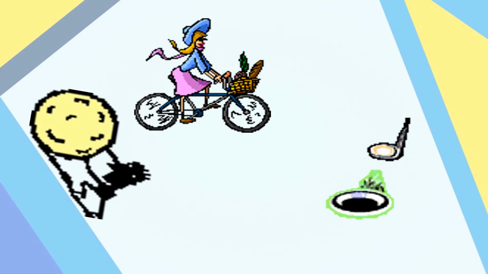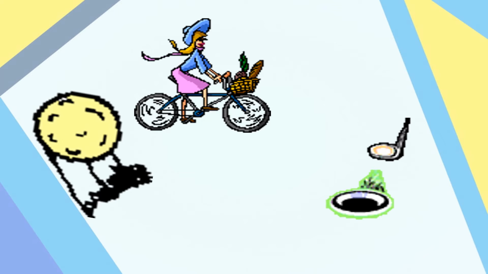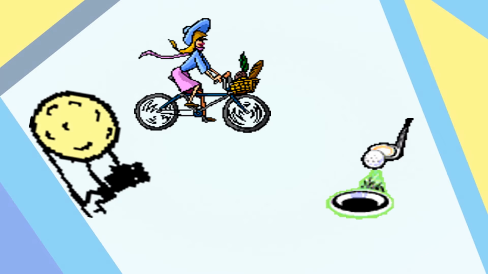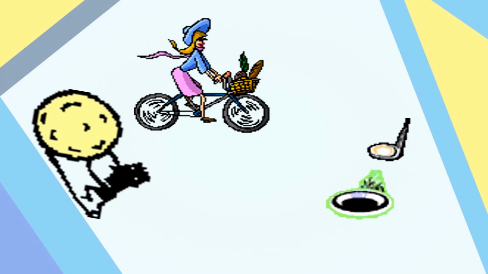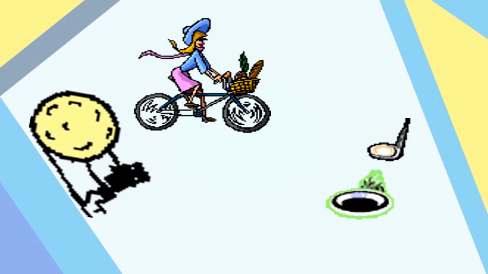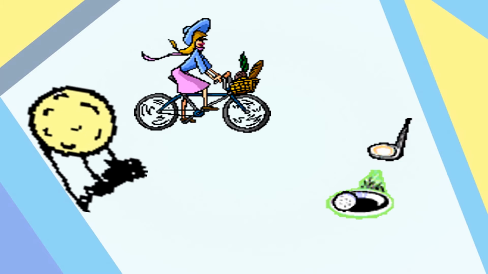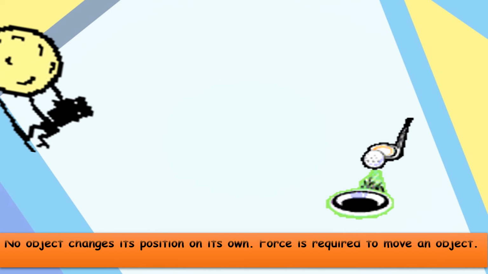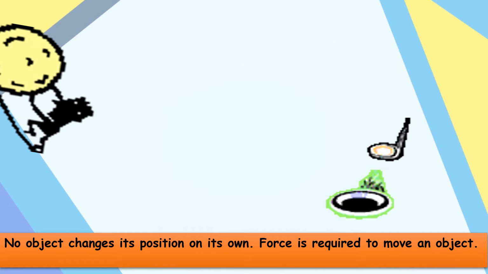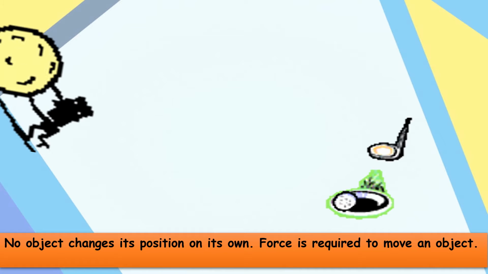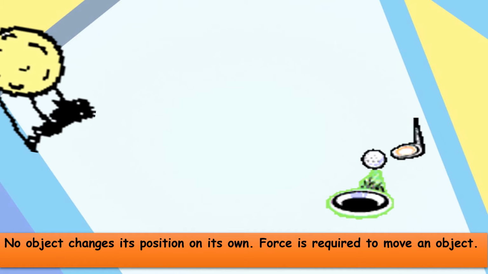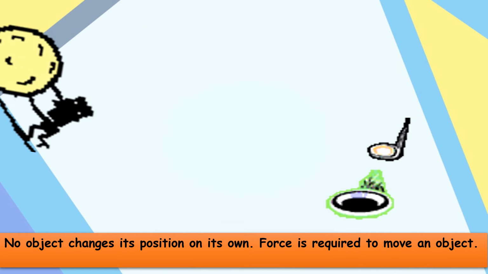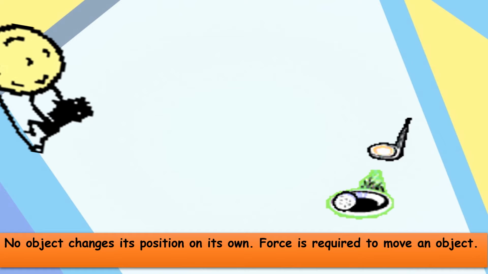Here also in this picture, if you see, there is a man who is pushing a piece of rock over the mountain. You can see a man trying to hit the golf ball, and you can see a lady driving a bicycle. ठीक है, so all these activities here you see, they require force. There is no object that changes its position on its own. So if the ball needs to move, you have to apply force.